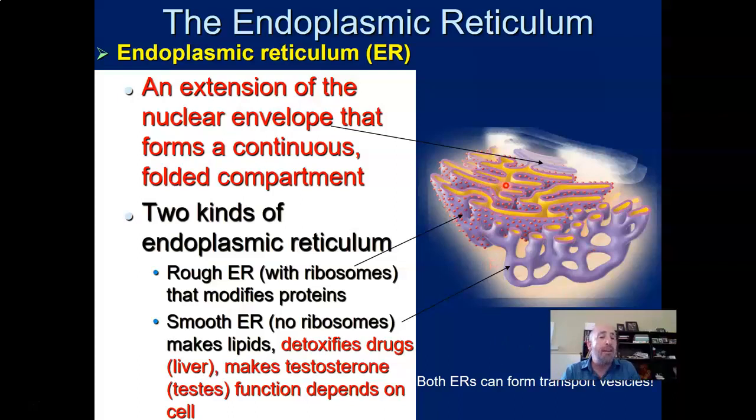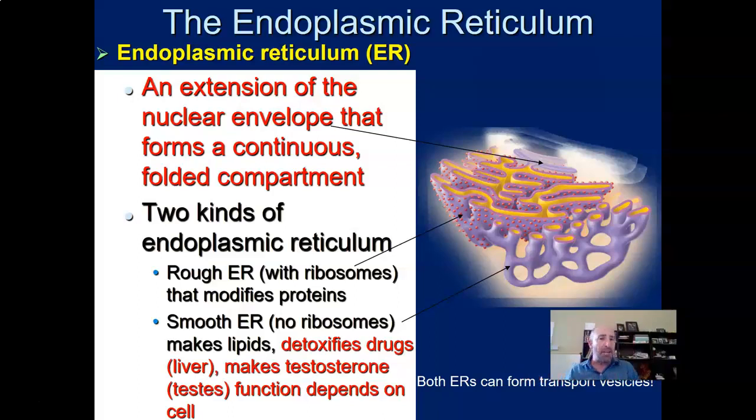And both ERs, the rough and the smooth, the proteins that get modified in the rough or the lipids that are made in the smooth, they will move to other parts of the cell via vesicles. So we're going to get to vesicles, but vesicles basically transport things between different parts of the endomembrane system and also different parts of the cell, or even out of the cell or into the cell. They are for transport. Okay?